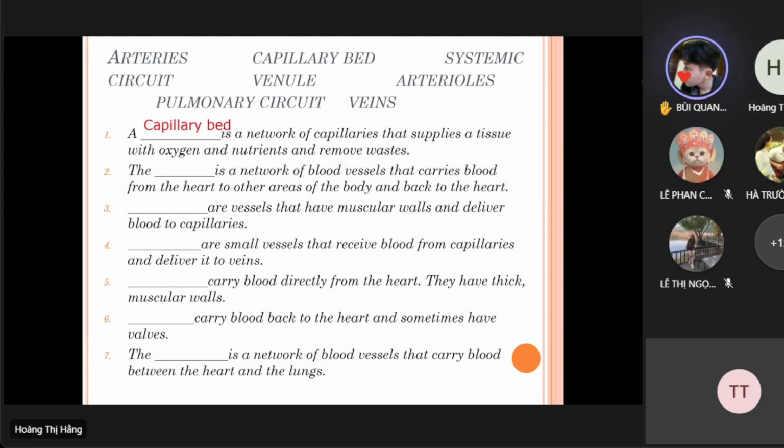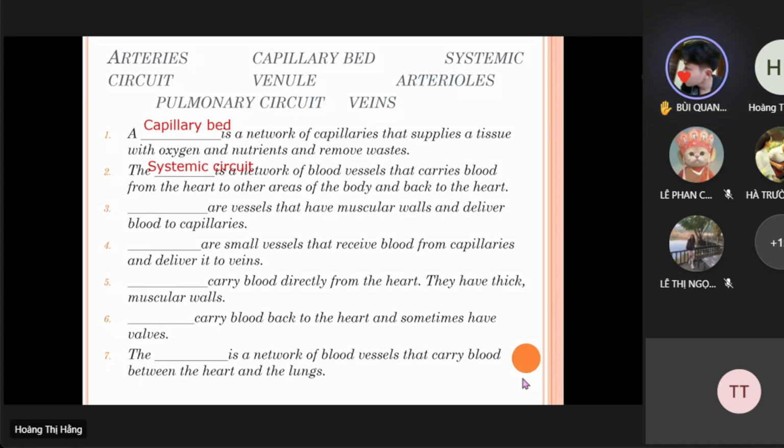Number 2, the systemic circuit. The systemic circuit is a network of blood vessels that carry blood from the heart to other areas of the body and back to the heart. That's it. Systemic circulation. Number 3 is arterioles. Arterioles are vessels that have muscular walls and deliver blood to capillaries. That's it. Okay, Huỳnh. What kind of vessel does the arteriole receive blood from?